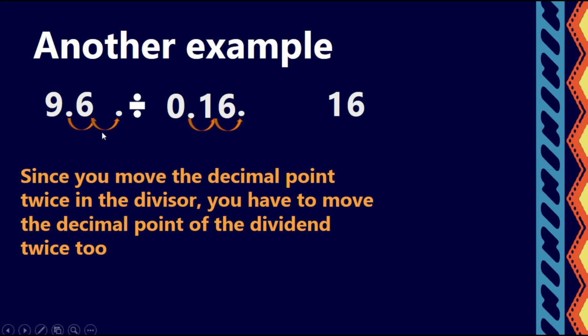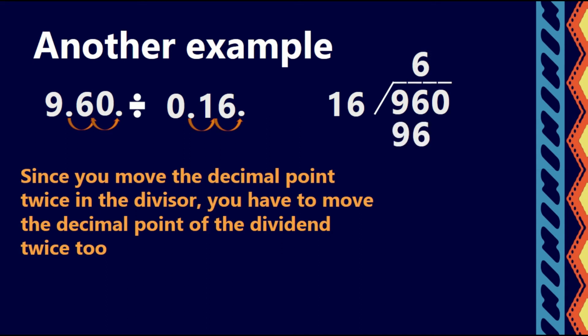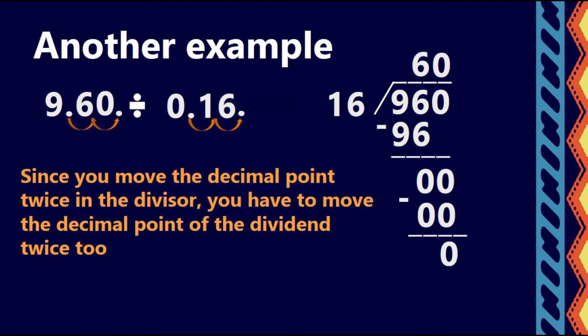Since we're lacking one digit, we're going to use the place value holder, which is 0. So 9.6 will become 960. Then you will move to division. 96 divided by 16, we have 6. 6 times 16, we have 96. You're going to subtract 96 minus 96 equals 0. Bring down 0. 0 divided by 16, we have 0. And that's it. Since you already have the 0, the answer is 60.